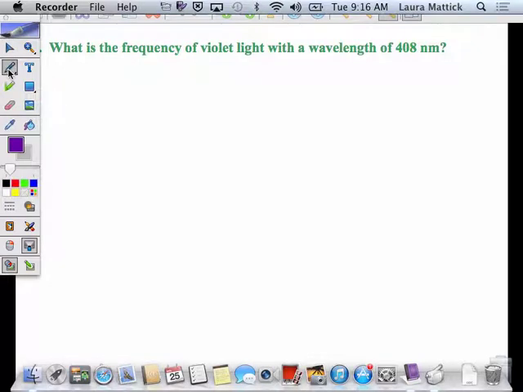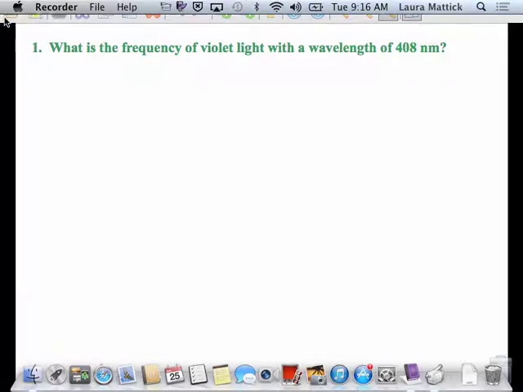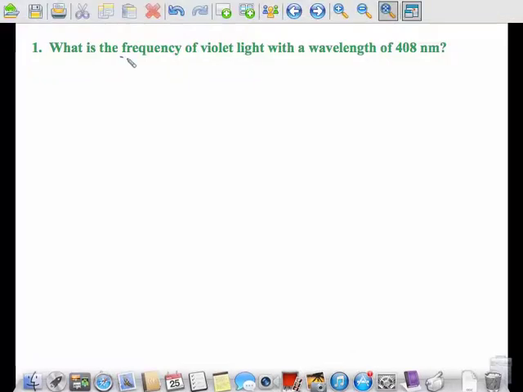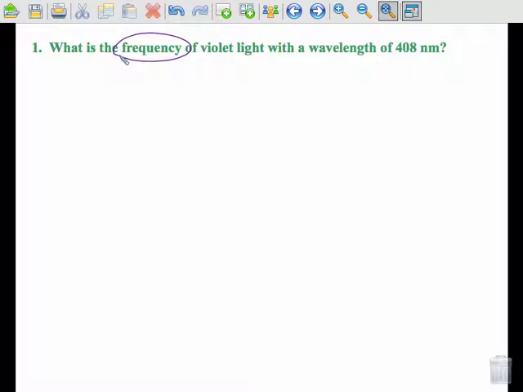All right, so the first one we're going to do is number 1. Remember, you're going to circle what you're looking for, underline what you're given. All that still comes into play. You're going to write your notes on the left-hand side. So it says, what is the frequency of violet light with a wavelength of 408 nanometers?